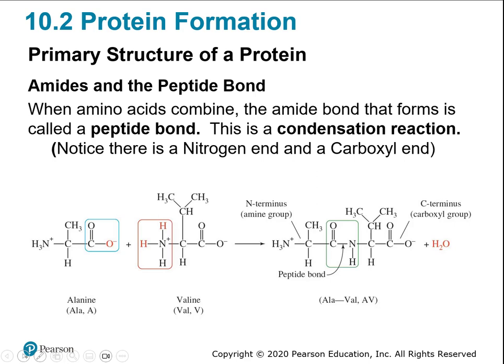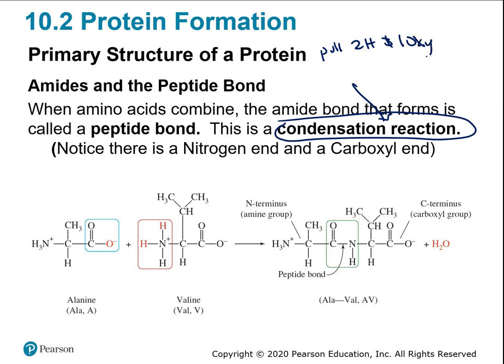The simplest level they call the primary sequence. The primary sequence is just the sequence of the amino acids in the protein chain. Amino acids combine in a condensation reaction. If you remember that from chapter 5, condensation reactions are reactions that form water. They pull 2 hydrogens and 1 oxygen off of 2 molecules, and by doing that, they link them together.